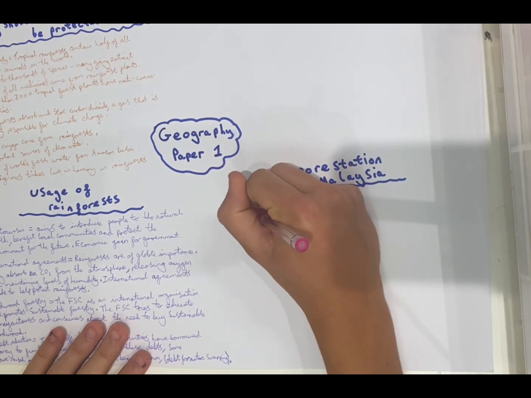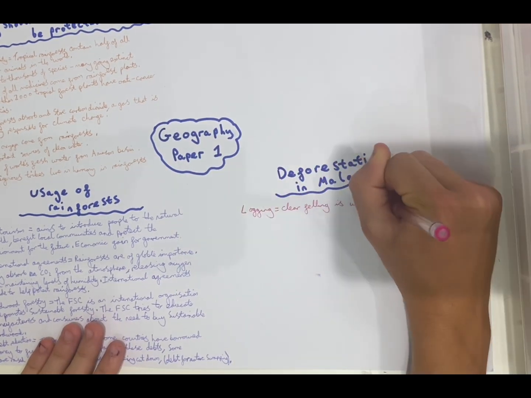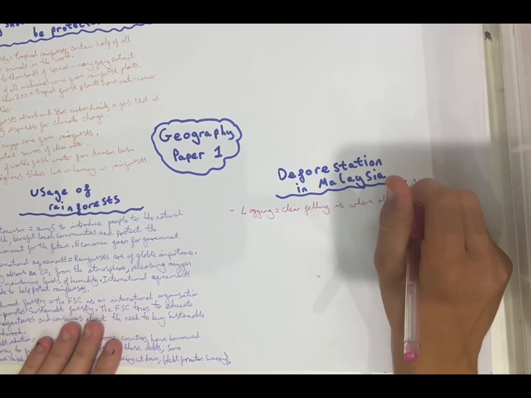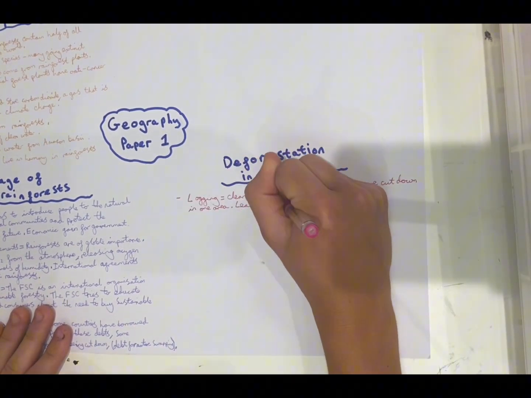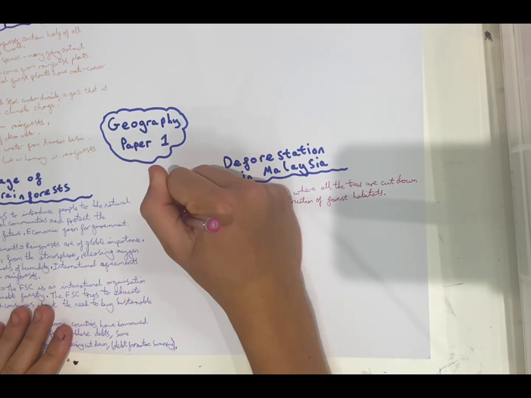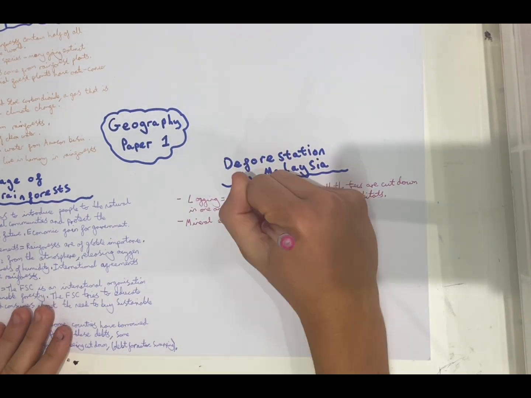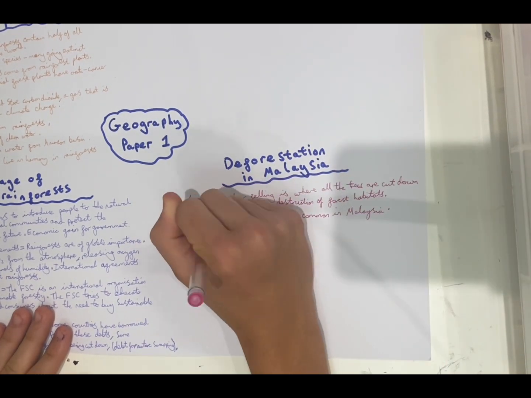Okay, so now we move on to the third part of the video, where we talk about causes of deforestation in Malaysia. So logging, for example, clear felling, is where all the trees are cut down in one area. This can lead to the destruction of forest habitats. Mineral extraction. So mining is common in Malaysia.